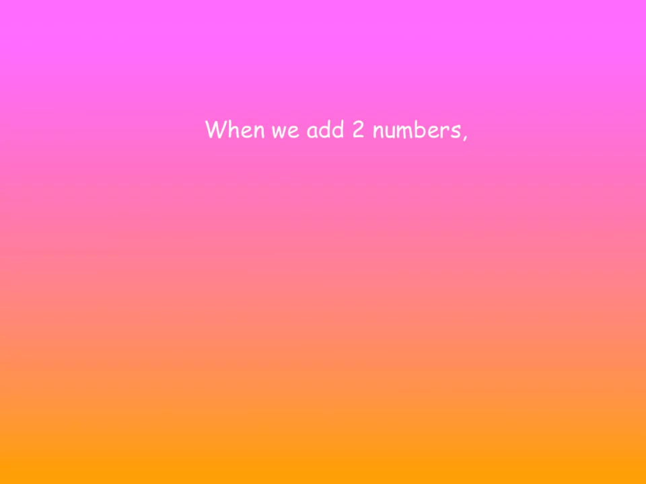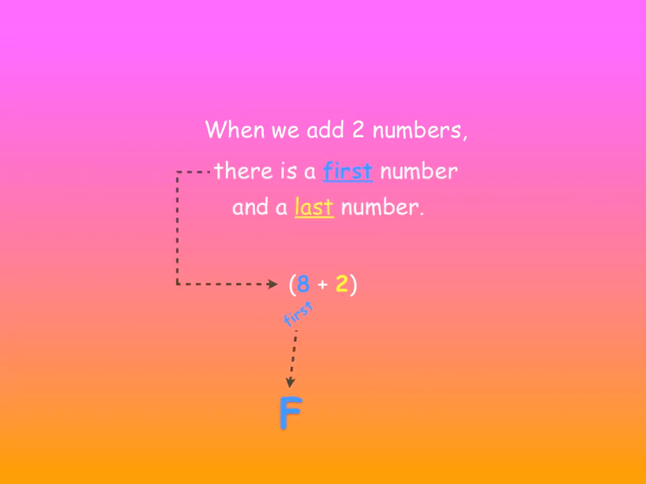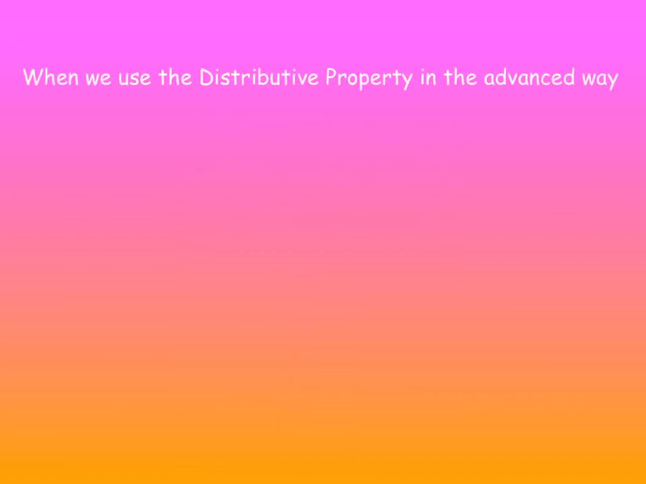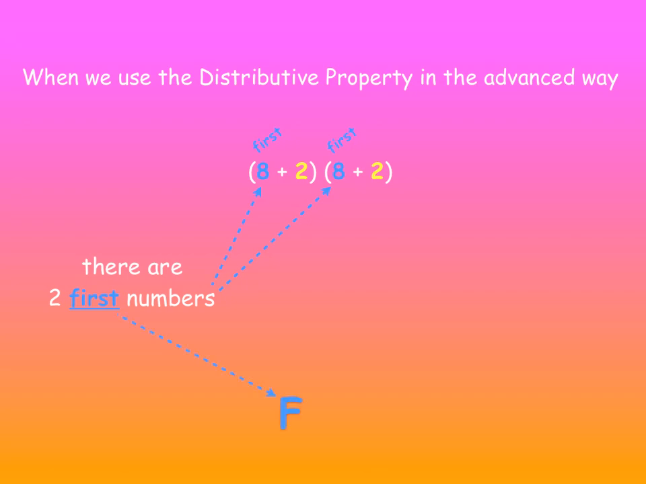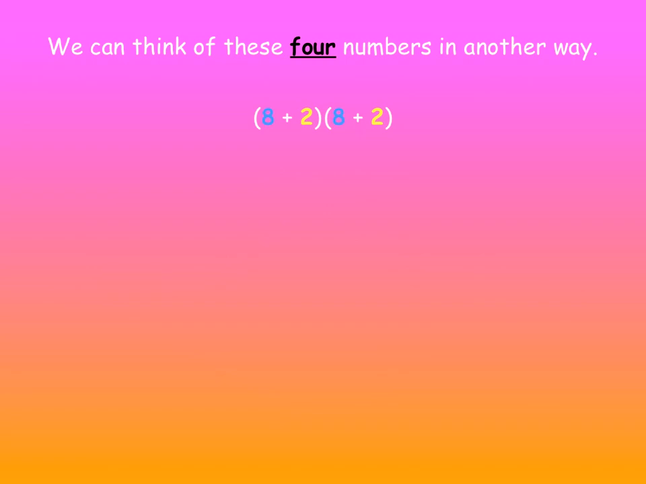When we add two numbers, 8 plus 2 for example, there's a first number and also a last number. When we use the distributive property in that advanced way, such as 8 plus 2 times 8 plus 2, there are two first numbers, the first number over here and the first number over there. There are also two last numbers.